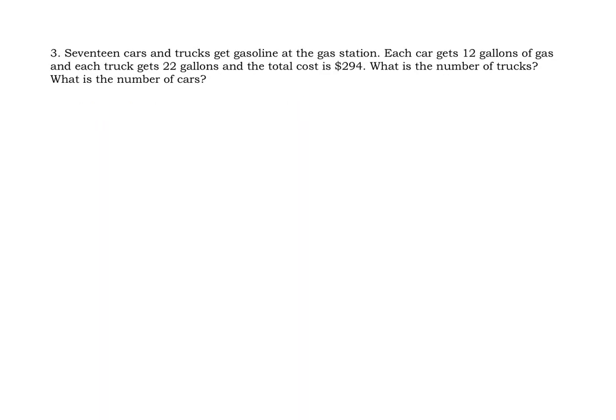Okay, 17 cars and trucks get gasoline at the gas station. Each car gets 12 gallons of gas, and each truck gets 22 gallons, and the total cost is $294. What is the number of trucks? What is the number of cars? So they're telling me right there what X and Y is. X is the number of trucks. Y is the number of cars.